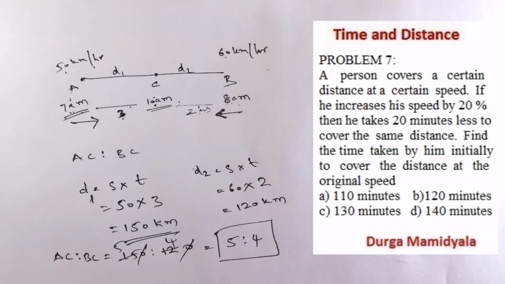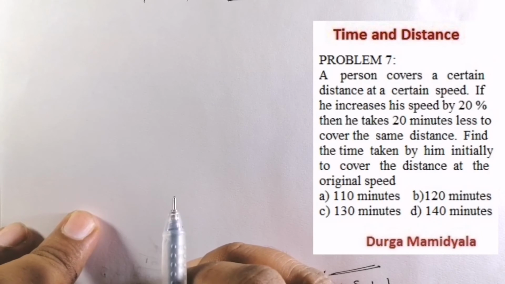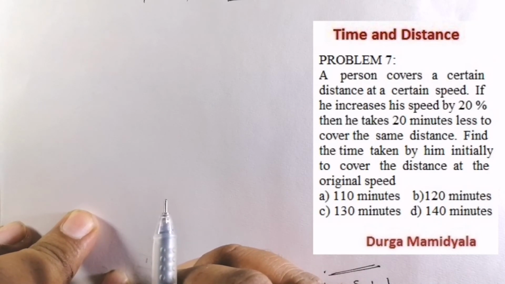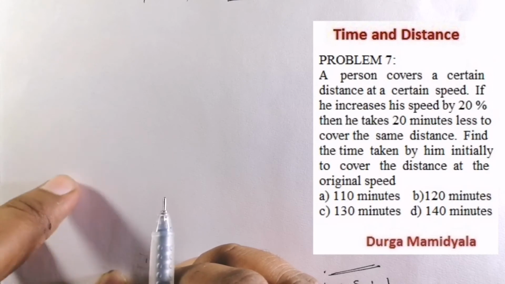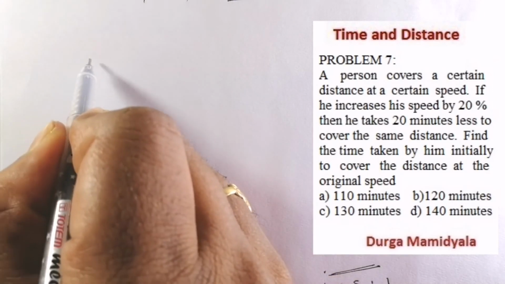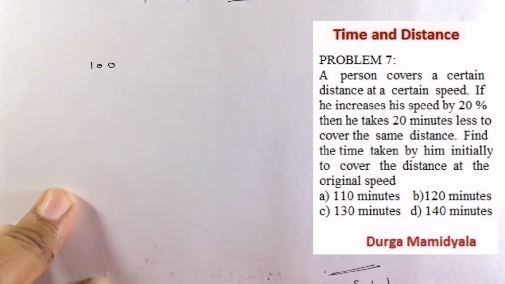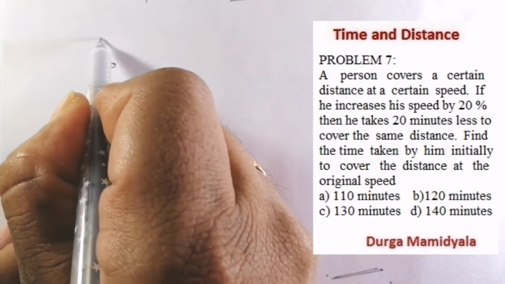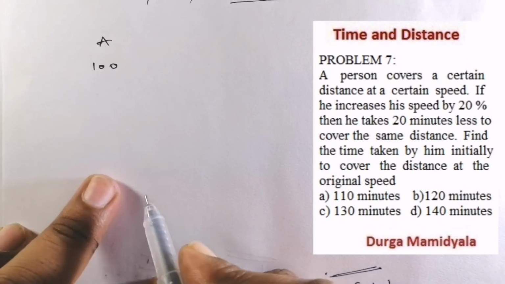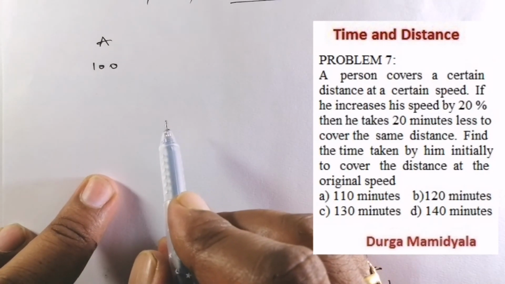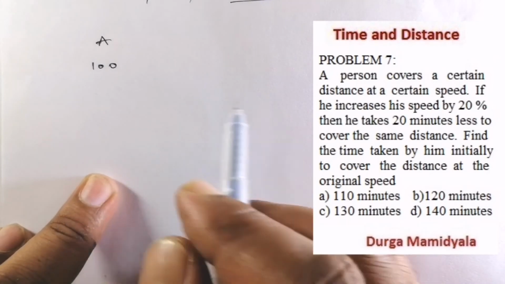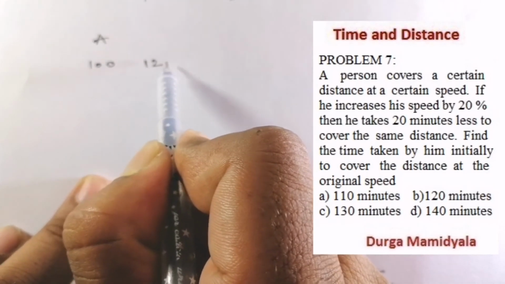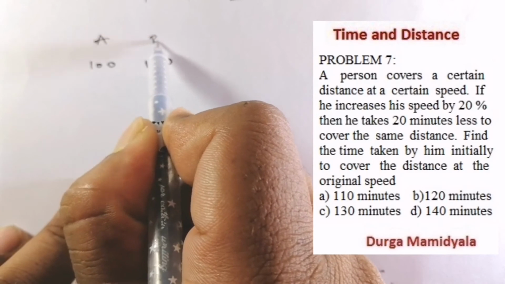So our next problem is, a person covers a certain distance at a certain speed, right? If he increases his speed by 20%, then it takes 20 minutes less to cover the same distance. So let us assume the person is moving with a speed of 100 kilometer per hour. If he increases his speed by 20%, it is going to be 120. Let us suppose, for clarity, it is B, right?